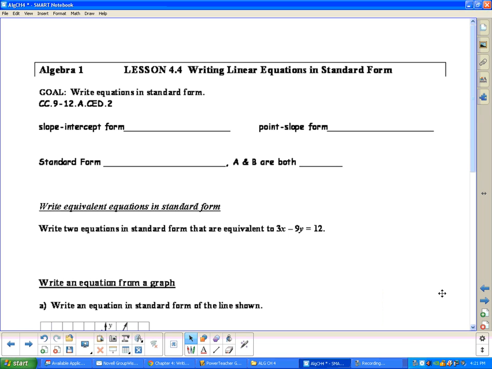Okay, this is lesson 4.4, writing linear equations in standard form. This is the next form that we're going to look at. So to review, we've talked about two forms so far. One is slope-intercept form, which we know as y equals mx plus b. It's probably the most famous one.